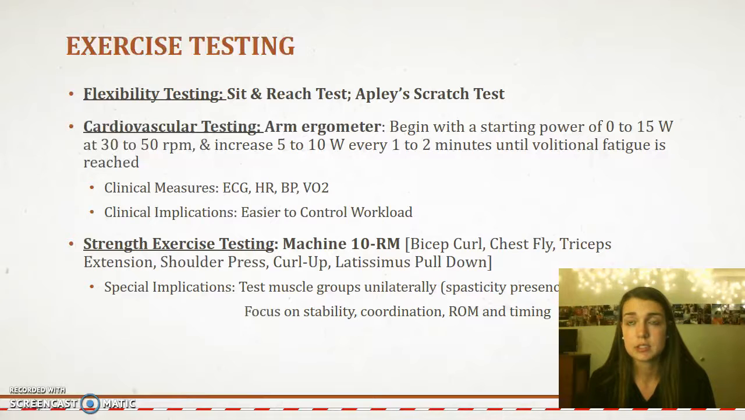For strength and exercise testing, I'm doing machine instead of free weights because of the tone of the muscles. For CP, it's easier and it's safer to do something that's in a closed chain instead of an open chain. And also, it's easier because if their tone starts to get increased or decreased, then the machine you can let go. The machine's a safer environment than a free weight, especially because she's been sedentary before this. So it's all upper body, core and trunk strengthening, just to see where she's at with that. And it's important to test these groups unilaterally because spasticity isn't the same on each side of your body. And for this, you want to focus on stability, coordination, range of motion, and timing.